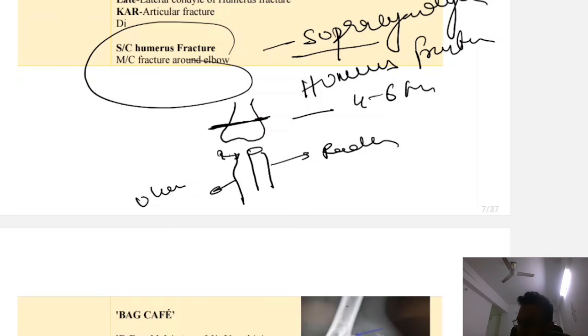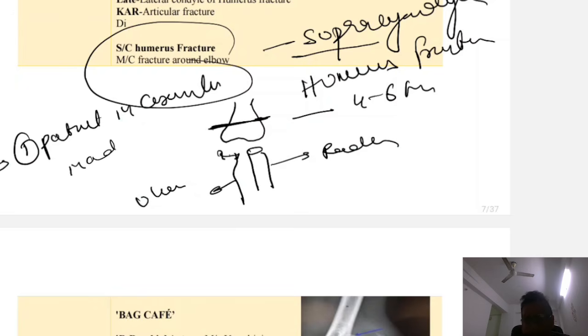You will find one patient in casualty. If you start an orthopedic residency, you will find one such patient in casualty in a day. If you are finding one patient in a day, then it is so much common. So it is the most common fracture around the elbow in children.